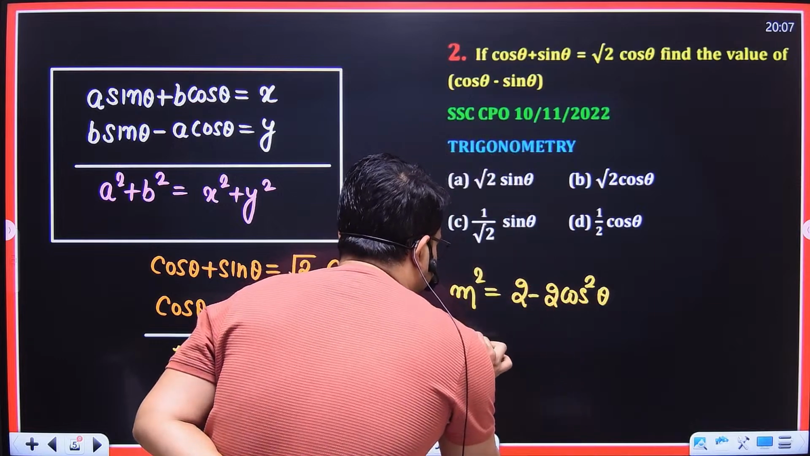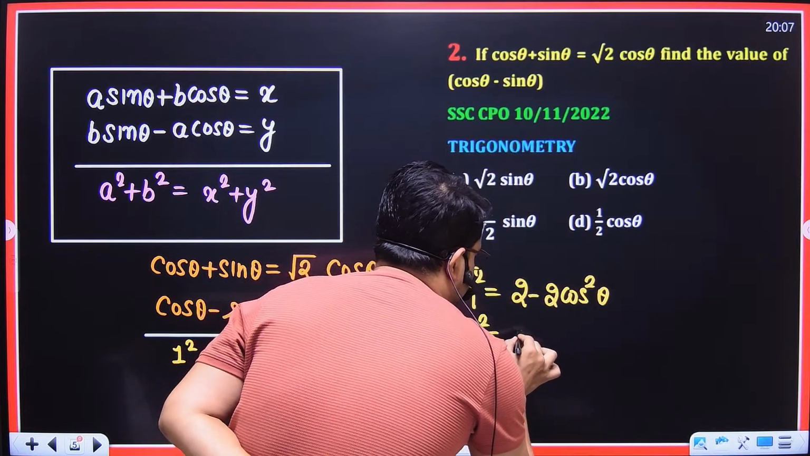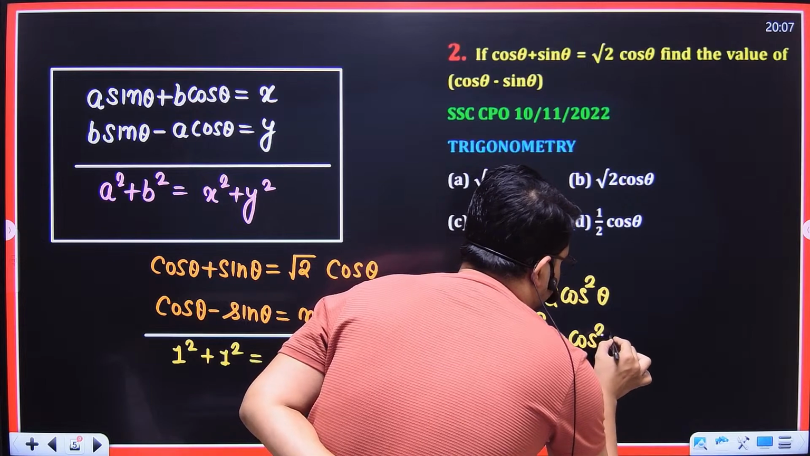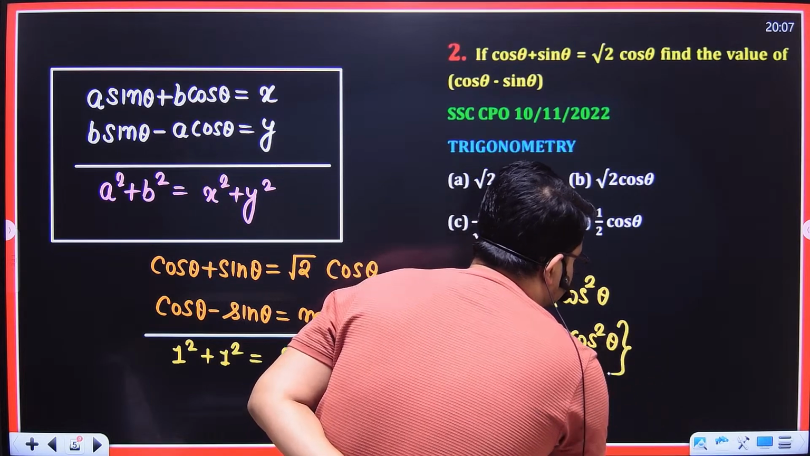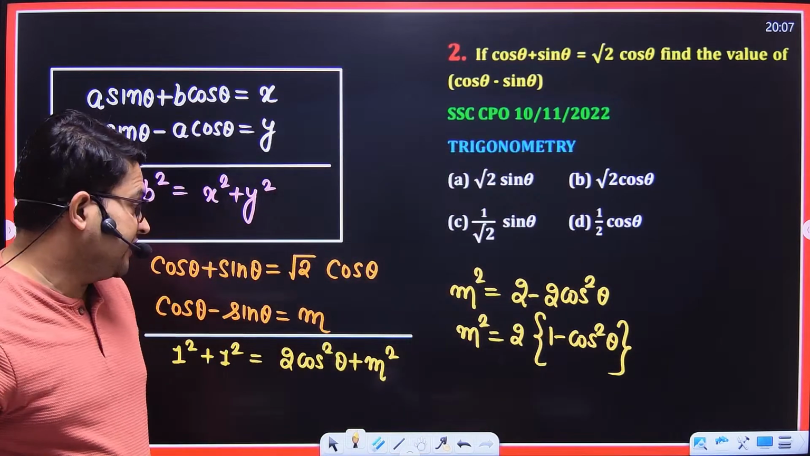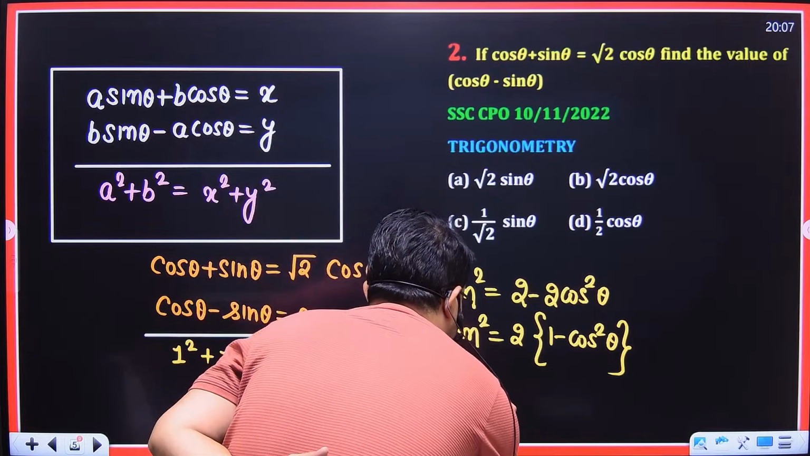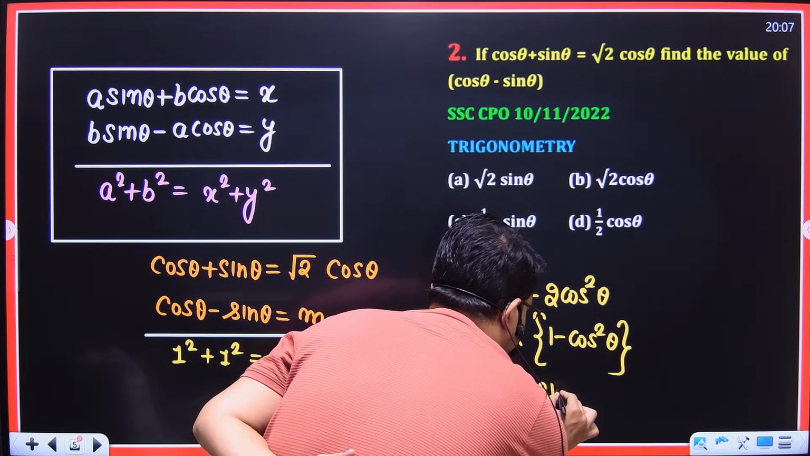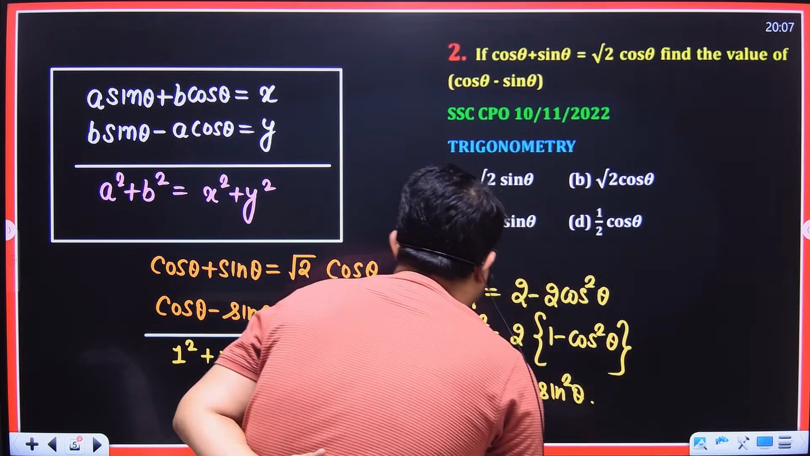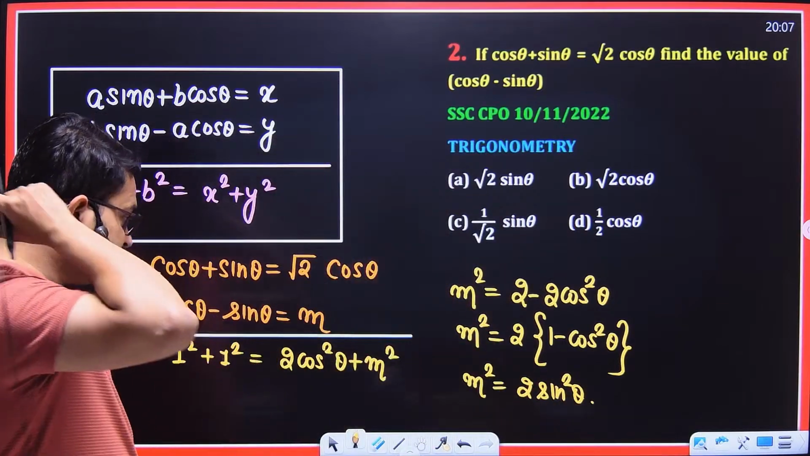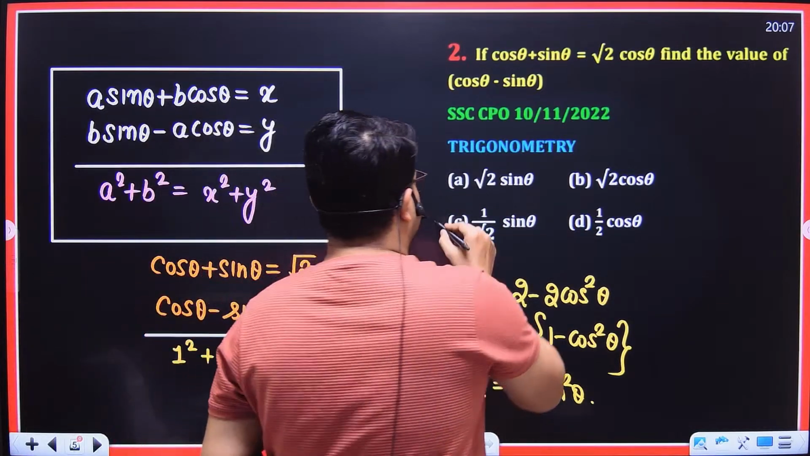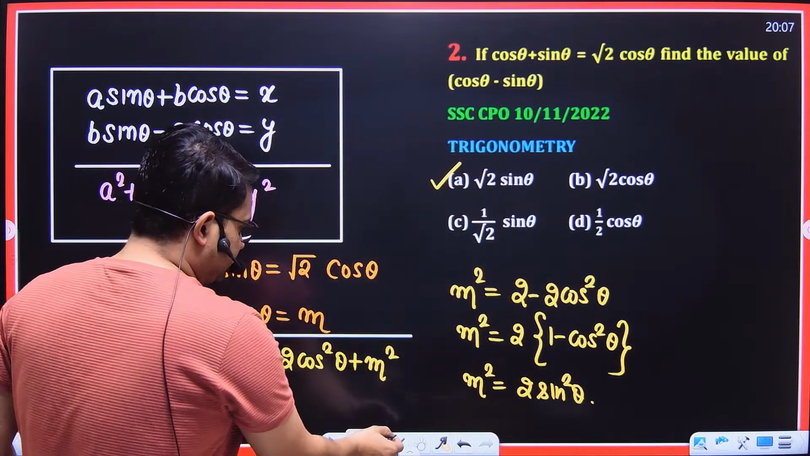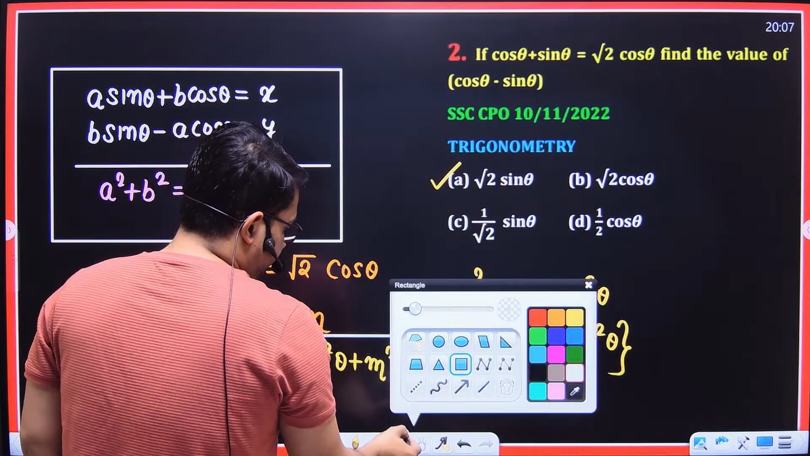We can take 2 common. So I can write 1 minus cos square theta. 1 minus cos square theta is an identity. It is equal to sine square theta. So m square is equal to 2 sine square theta. I have to calculate the value of m. It means root 2 sine theta is my answer. That is option number A. Root 2 sine theta is my answer.